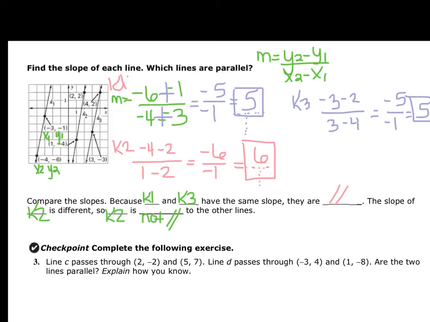It's telling you that you have a line C that passes through (-2, 5) and (7, ...), and line D passes through these two points. Are the lines parallel? Explain how you know.